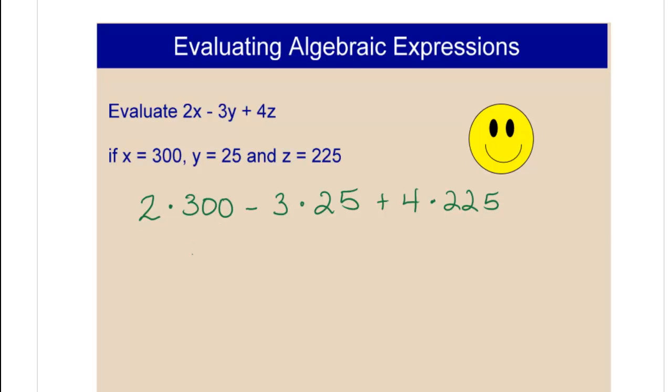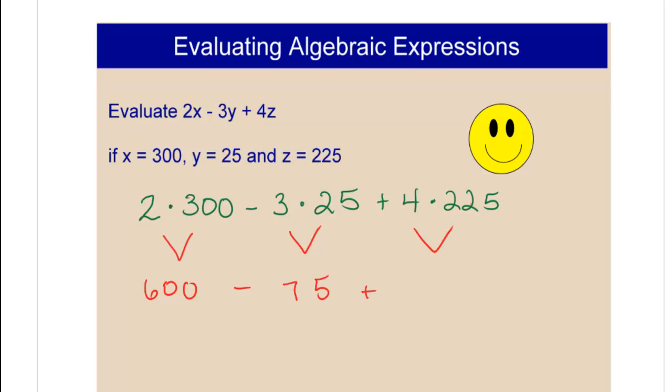So I need to ask myself, well, I have multiplication, subtraction, multiplication, addition, and multiplication, so where should I start? Well, we always multiply before we add or subtract, so I can go ahead and complete all my multiplication. So 2 times 300 is 600, and I bring down my subtraction. 3 times 25 is 75. I bring down my addition.